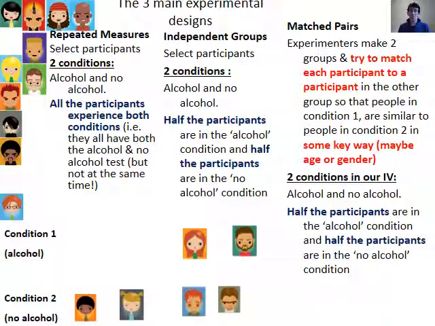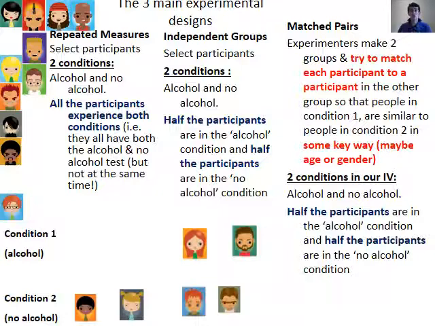Matched pairs is the third design that you need to know. And what this is now is a little bit more of a time-consuming process for a psychologist, because you're trying to match the people in condition 1 with the people in condition 2. So you might pick a few things you want to match them on. It might be IQ or gender, or in the case of ours, it might be the amount of years they've been driving for. So we're going to try and match the people in condition 1 with the people in condition 2. So we've got two groups that are very, very similar to each other.